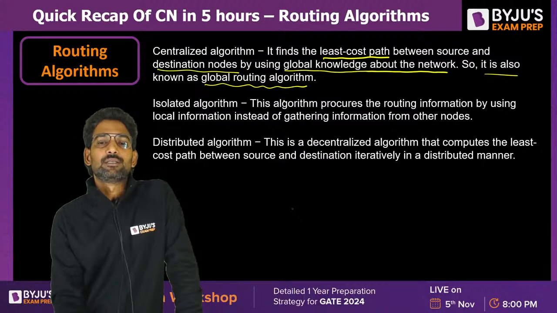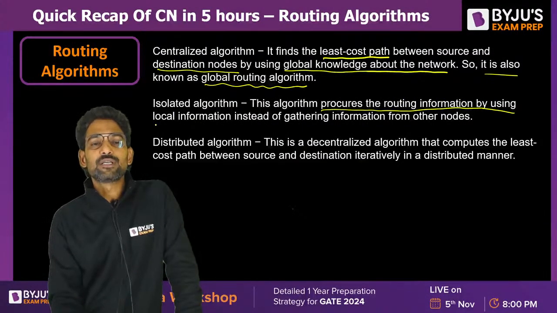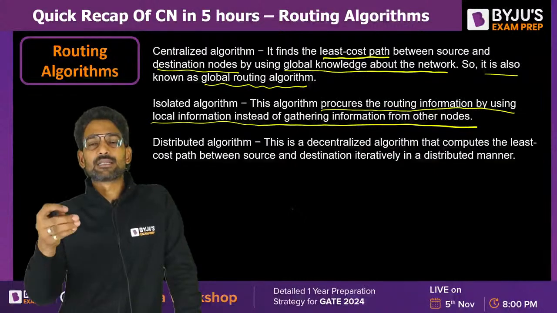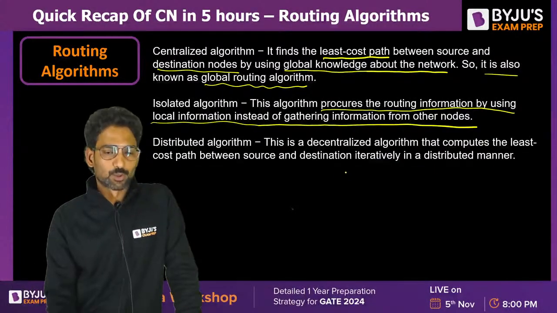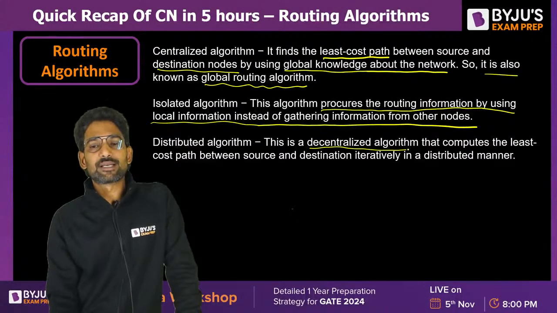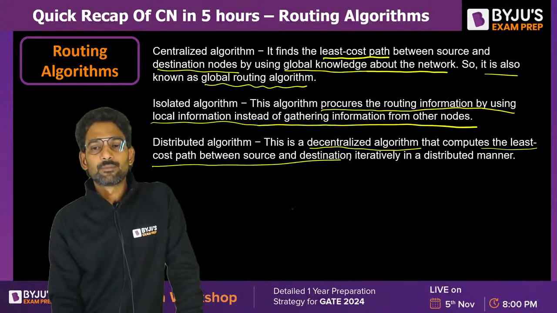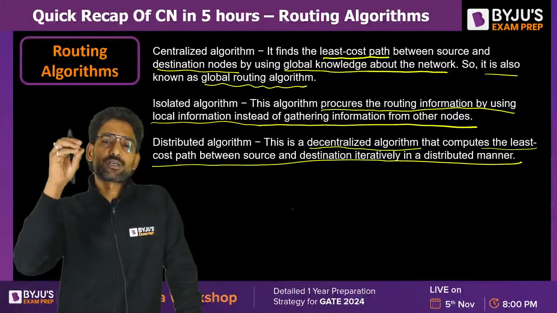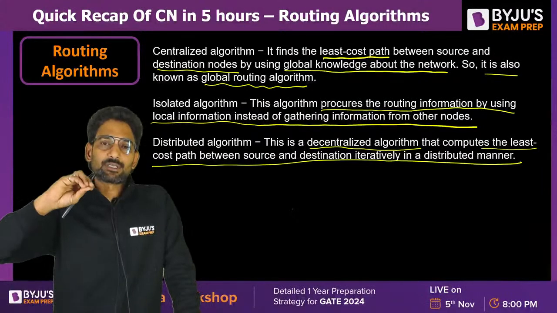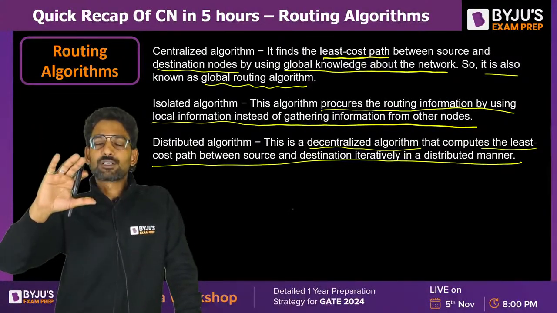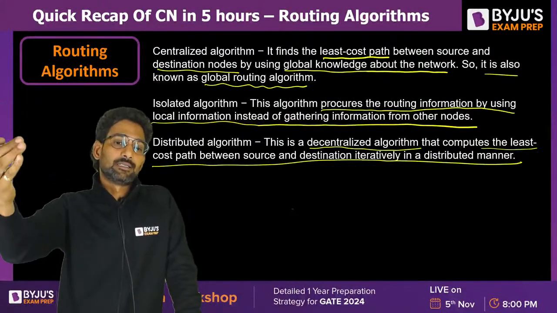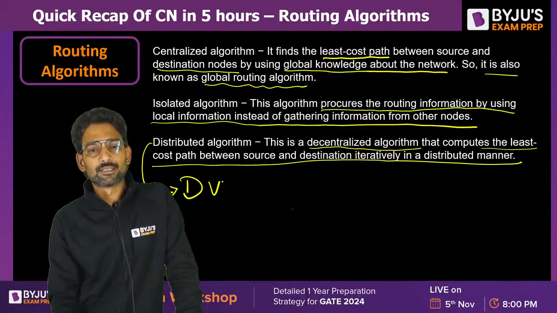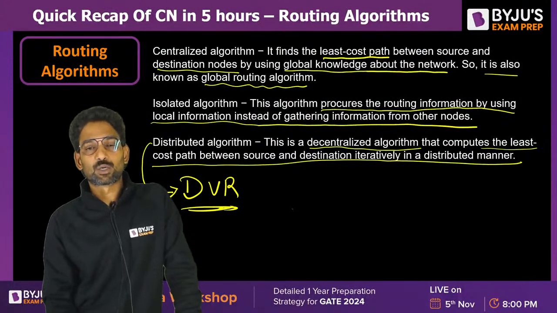Then what is isolated? It procures the routing information by using local information instead of gathering information. Means based on the available information, you can say it is like prediction. This performs routing. Distributed is a decentralized algorithm that computes the least cost iteratively in a distributed manner. Means based on your available information, you select the shortest route and send your packet to your next network. That network again finds the shortest route from that place to the destination if available and sends. In this way it happens. So now we are going to discuss this, guys, the distributed algorithm, that is DVR, distance vector routing algorithm.